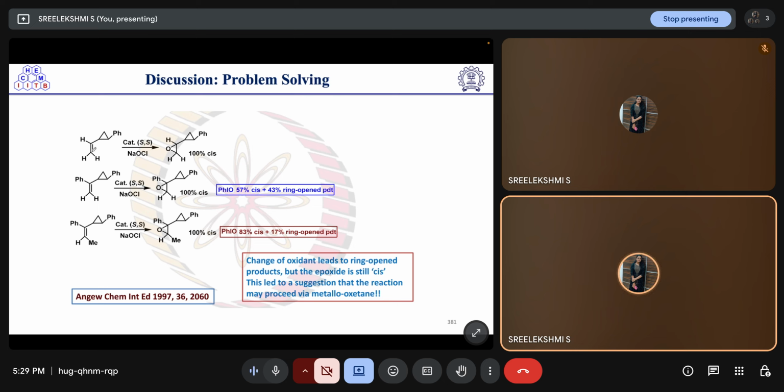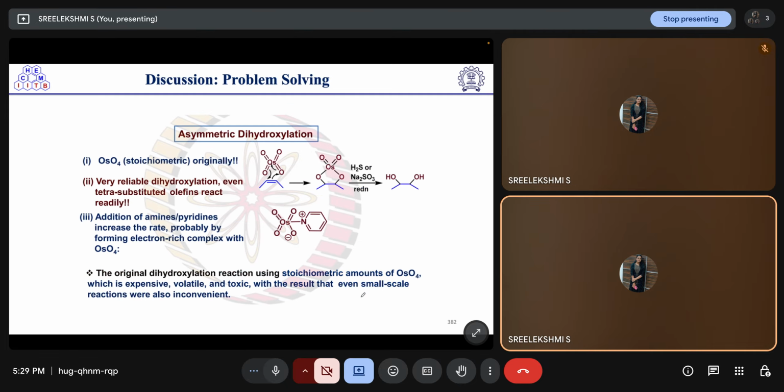Now, if we see these examples, in all these three cases, we are getting 100% cis isomer only. So, change of oxidant leads to ring open product, but the epoxide is still cis. So, this leads to a suggestion that the reaction may proceed via a metallo-oxetane.